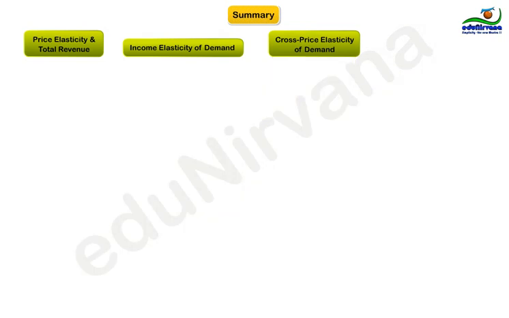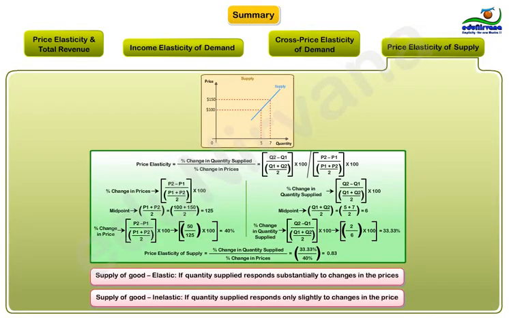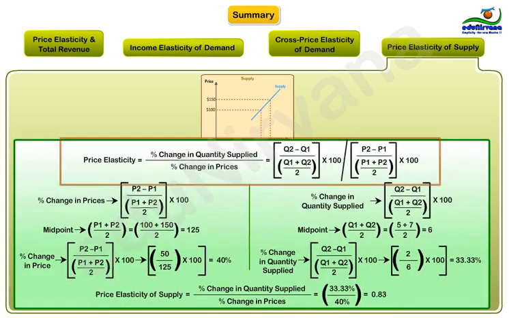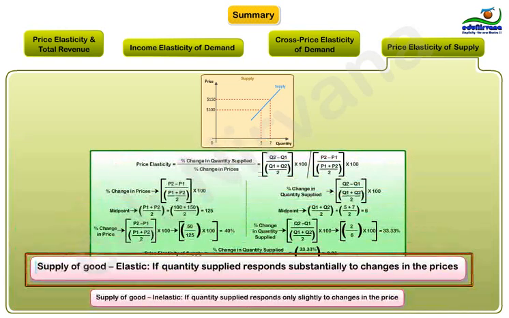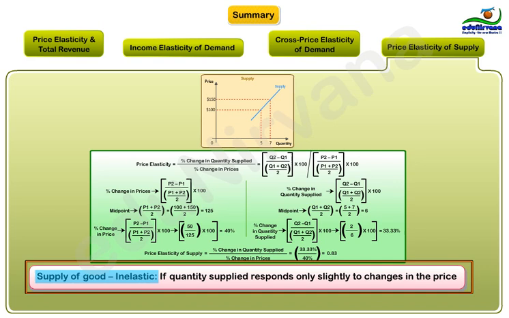Then the elasticity of supply was considered. Price elasticity of supply is equal to percentage change in quantity supplied divided by percentage change in price. Supply of a good is said to be elastic if the quantity supplied responds substantially to changes in the price. Supply is said to be inelastic if the quantity supplied responds only slightly to changes in the price.